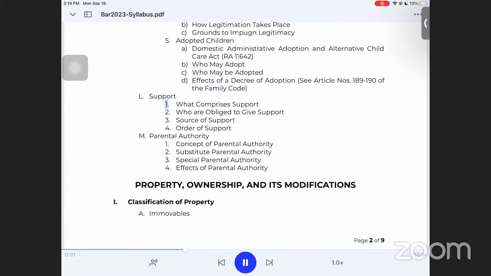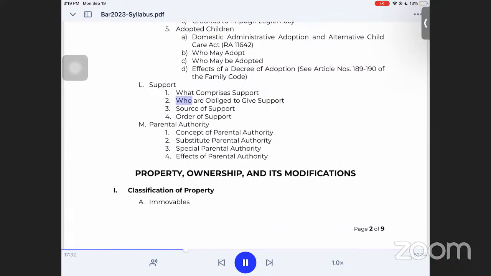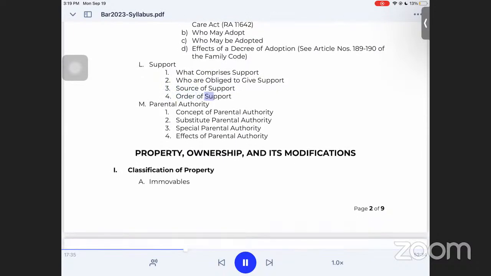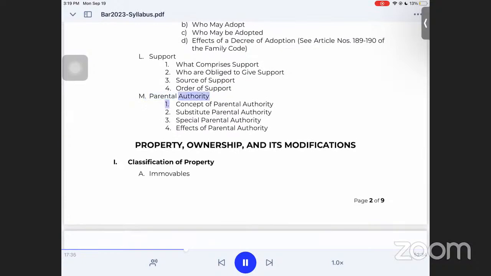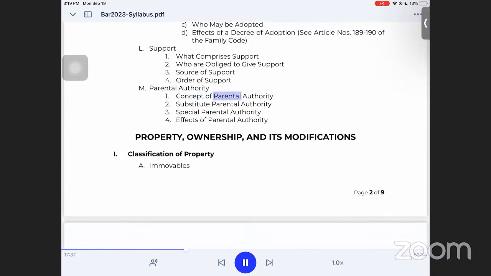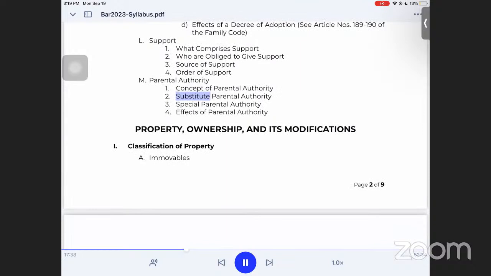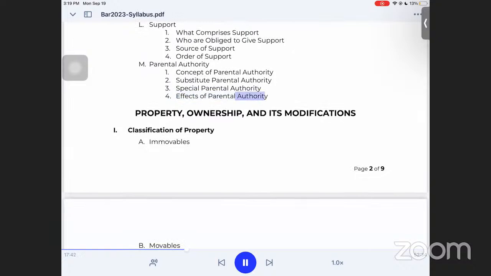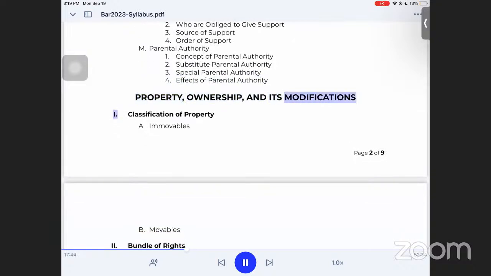L. Support. 1. What comprises support. 2. Who are obliged to give support. 3. Source of support. 4. Order of support. M. Parental authority. 1. Concept of parental authority. 2. Substitute parental authority. 3. Special parental authority. 4. Effects of parental authority.